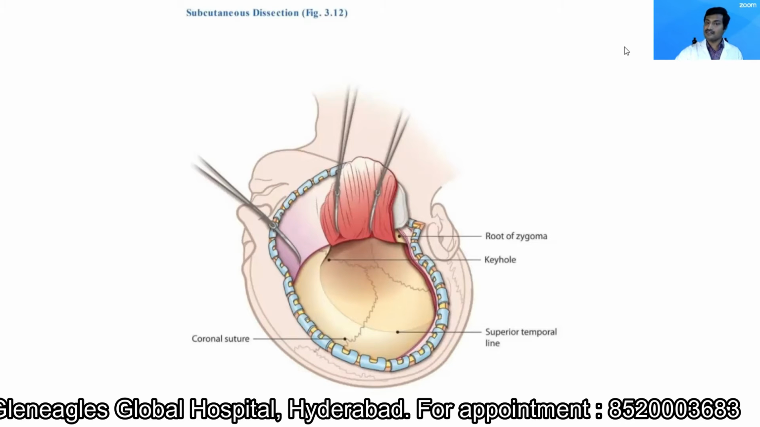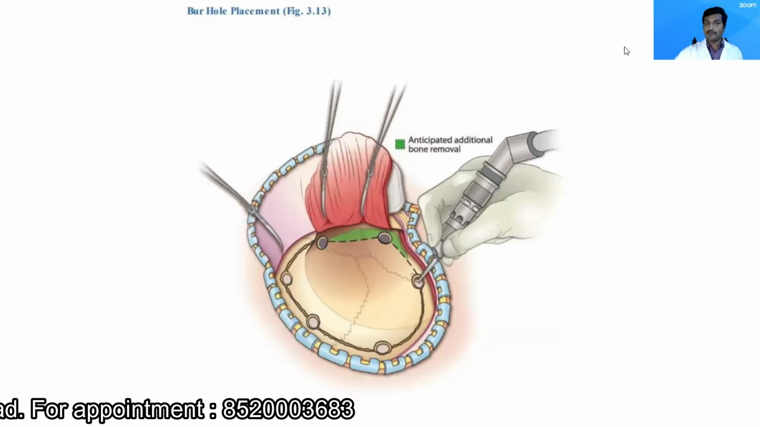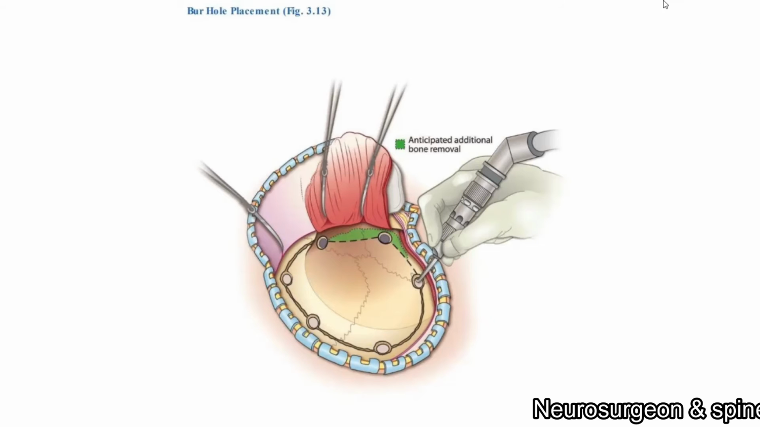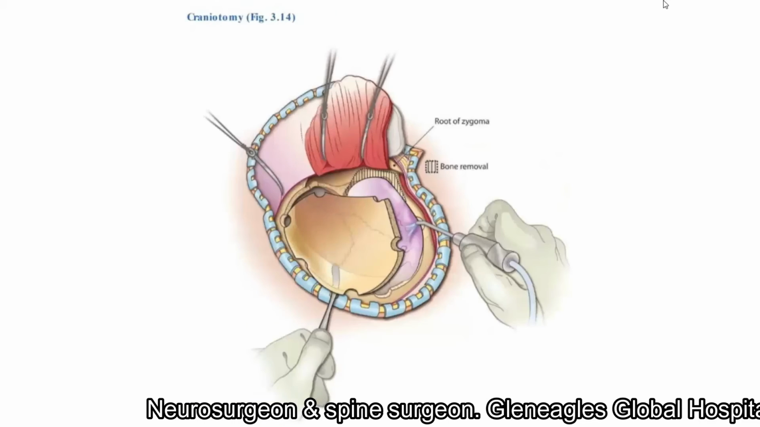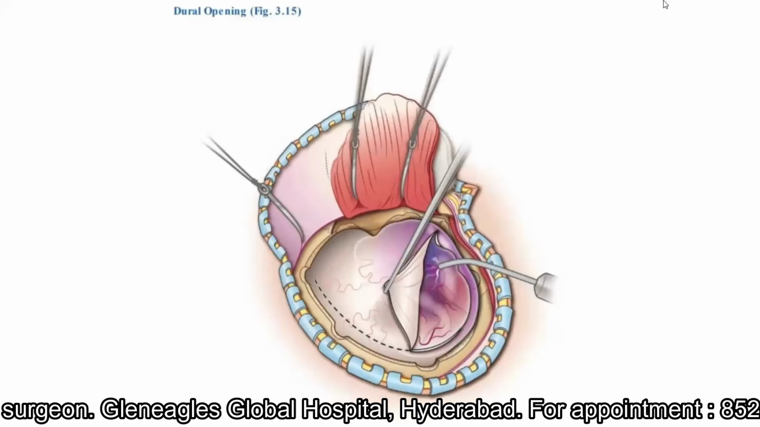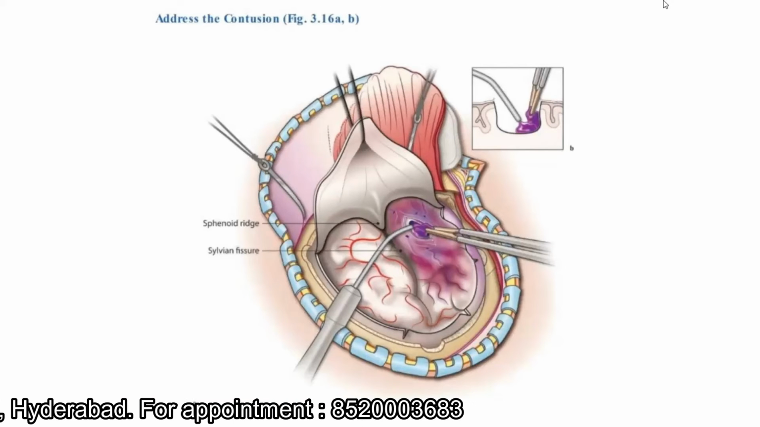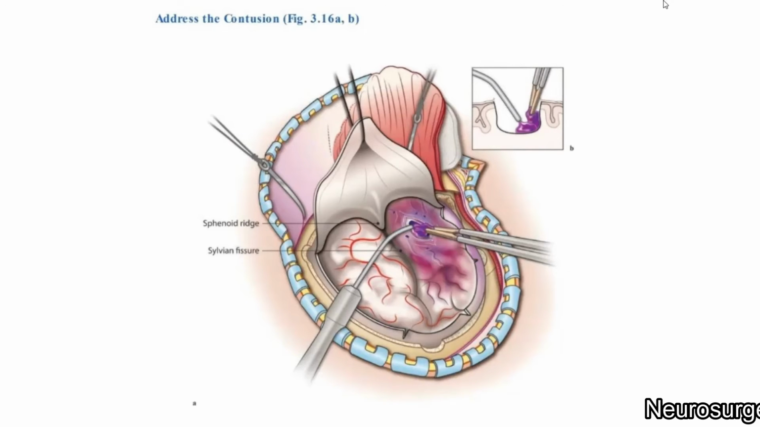Elevation of the temporalis muscle is similar to decompressive craniectomy. The bone removal is almost similar to decompressive craniectomy or evacuation of an acute subdural hematoma. The bone flap removal is almost the same as the previous procedures. Opening of the dura mater is almost the same. Now once you have opened up the dura mater, now comes the temporal contusion into view.